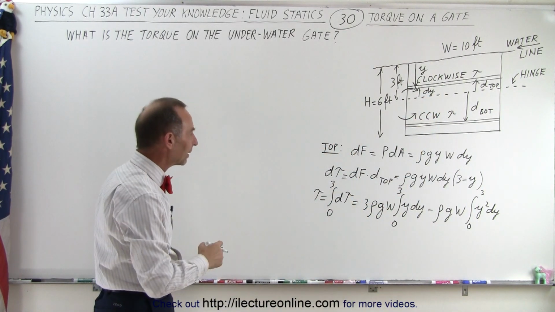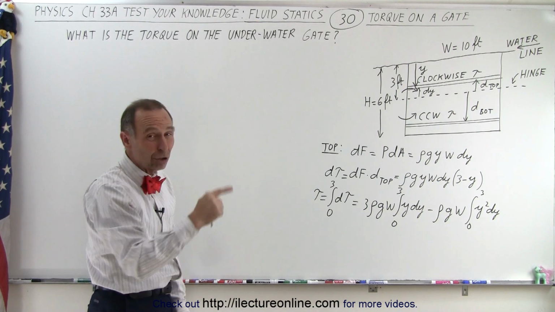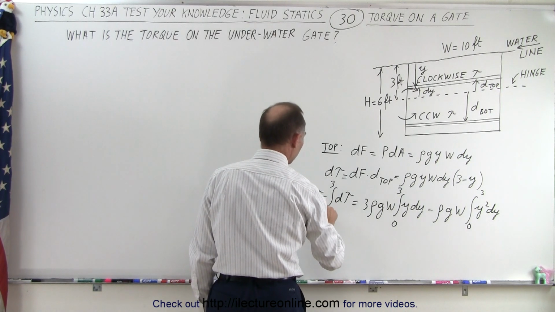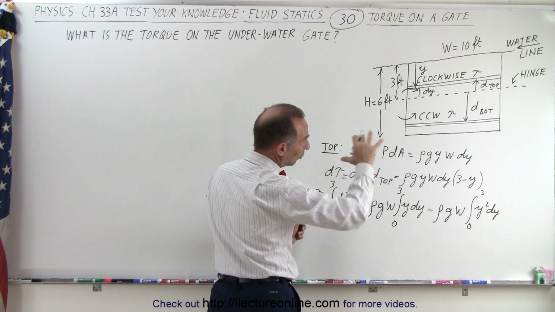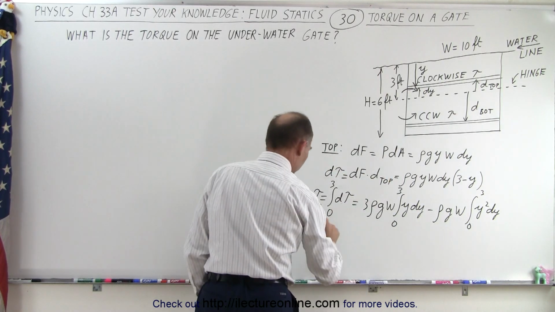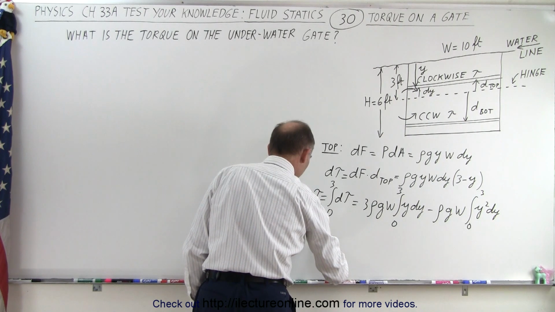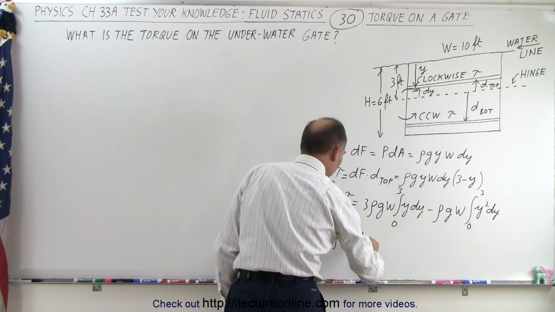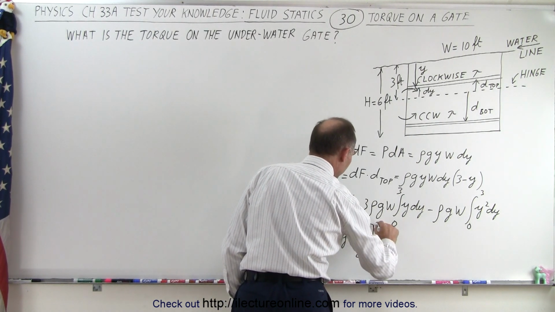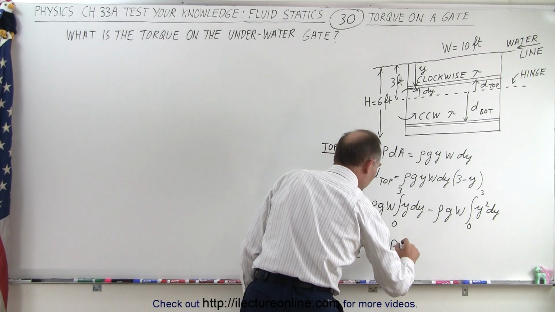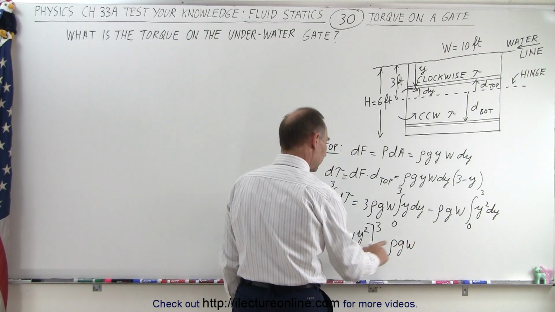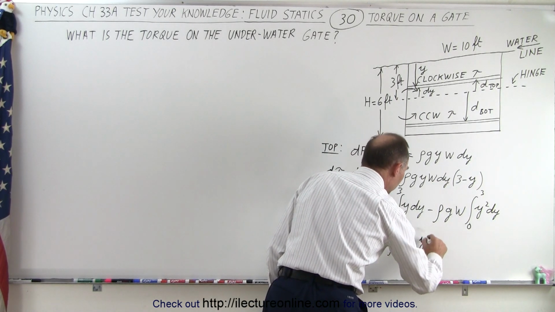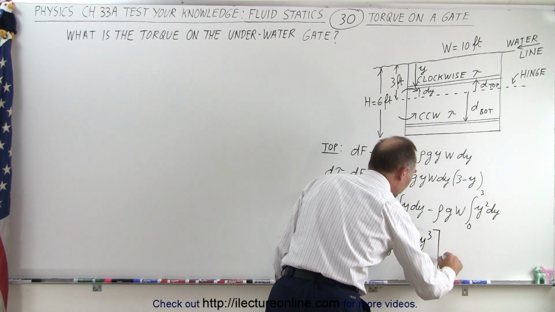So let's go ahead and calculate that torque. And of course, the clockwise torque, we're going to end up with a negative answer. So this is torque at the top. And so we're going to take that amount, and that's going to be a clockwise torque or a negative torque. So calculating this, we get torque at the top is equal to 3 rho g w times y squared over 2 evaluated from 0 to 3 minus rho g w, we don't have a 3 there, times y cubed over 3 from 0 to 3.